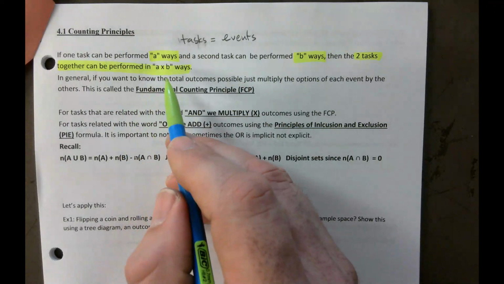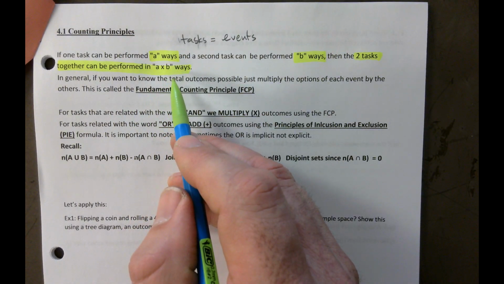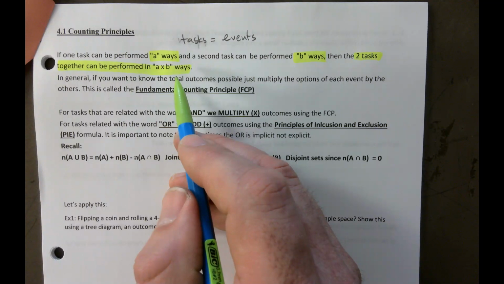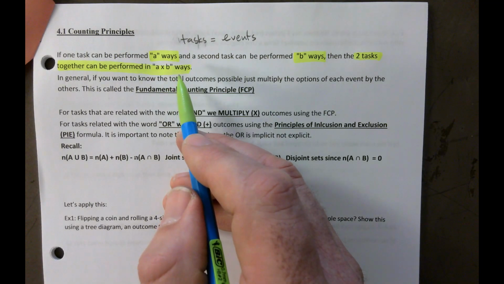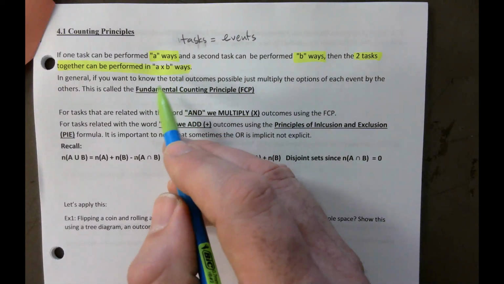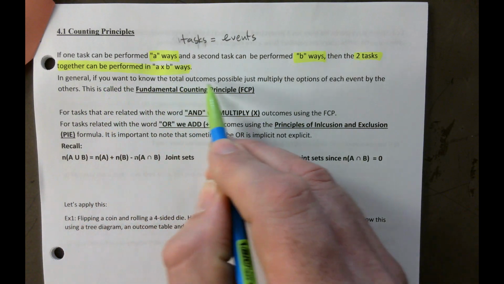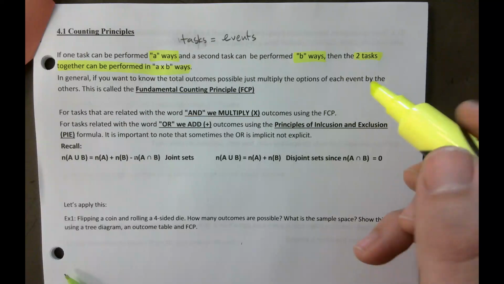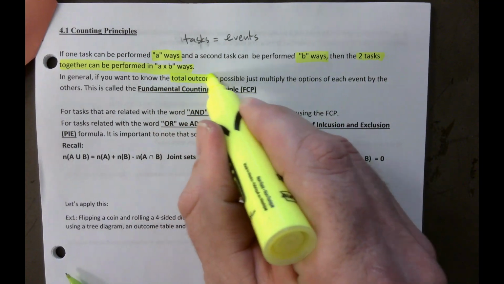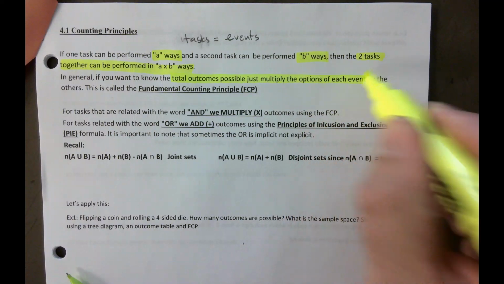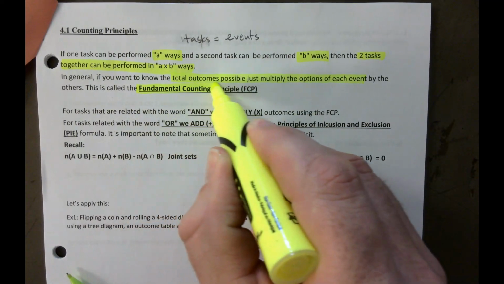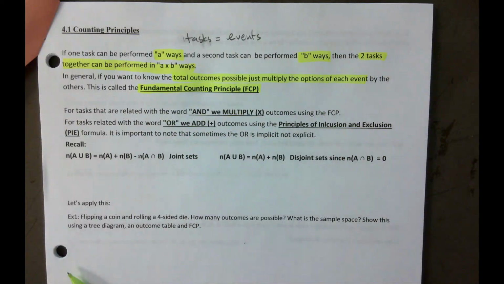Okay, so if you have, like me, just two shirts and 3 shorts, then the number of outfits I can probably have would be 2 times 3, 6 different outfits. So that's the idea here. In general, if you want to know the total outcomes possible, just multiply the options for each event by the others. This is called the fundamental counting principle, FCP. I use this a lot.